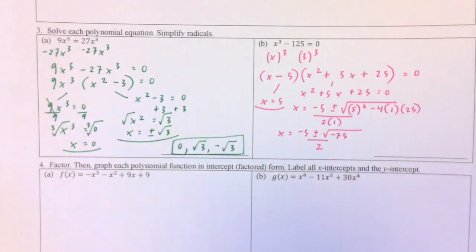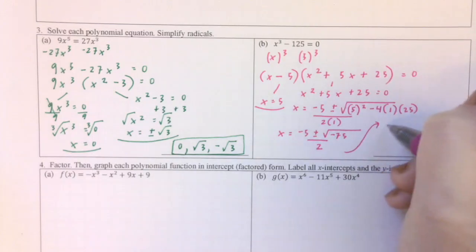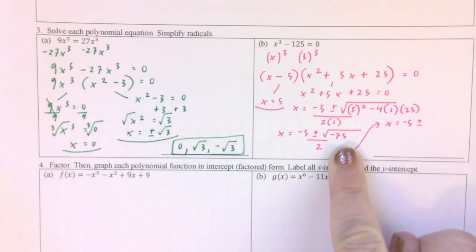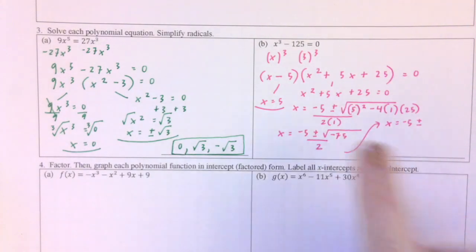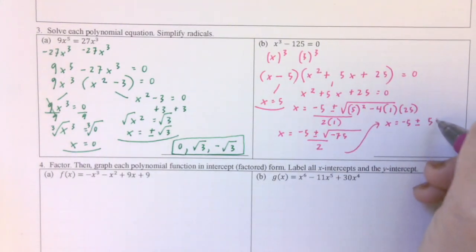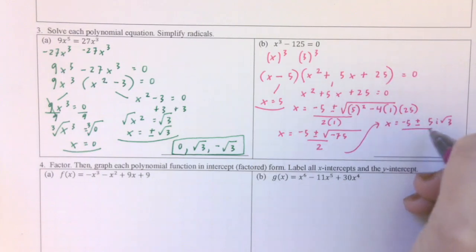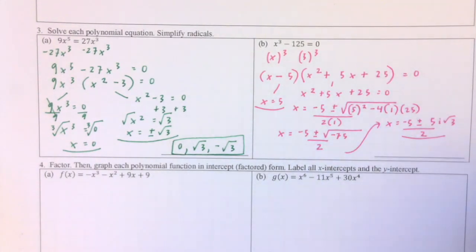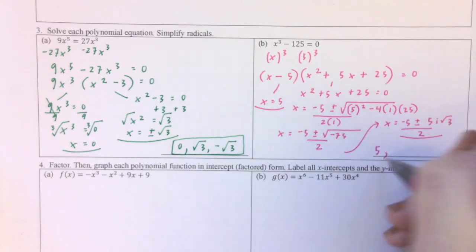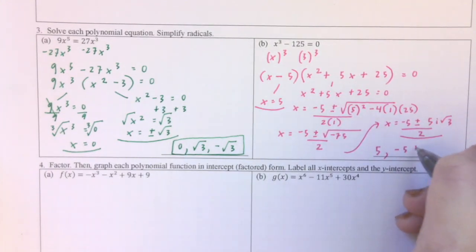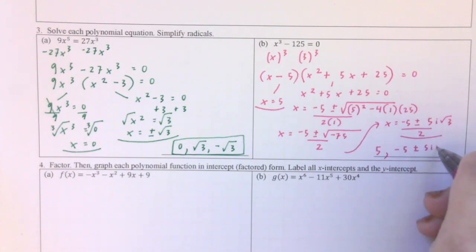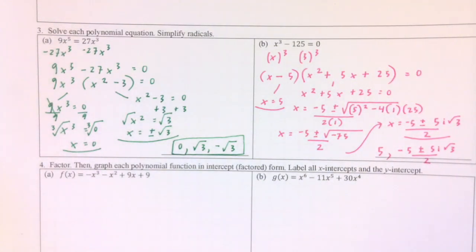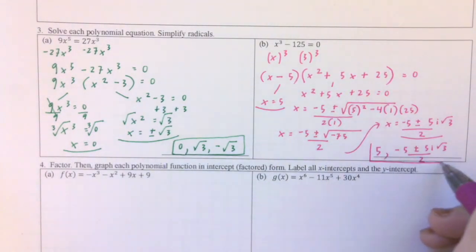Okay, square root of negative 75, negative 5 plus or minus, well, 75 is 25 times 3, so I have 5i root 3 all over 2. And there's really nothing else I can do to simplify that, so that stays as is. So I have a solution at 5, and then here are my other two solutions. Negative 5 plus or minus 5i root 3 all over 2.